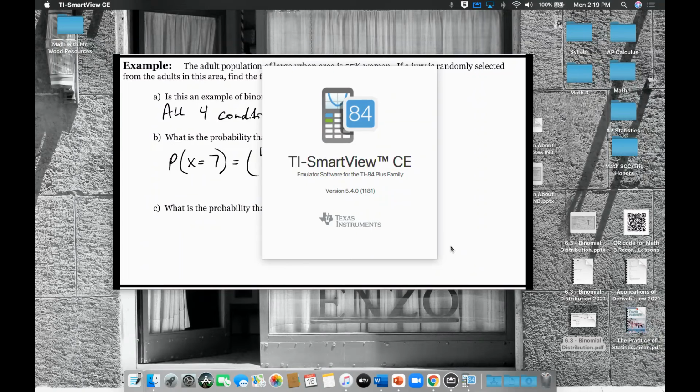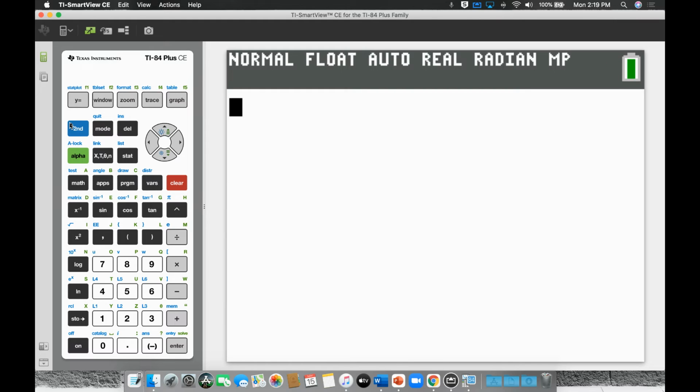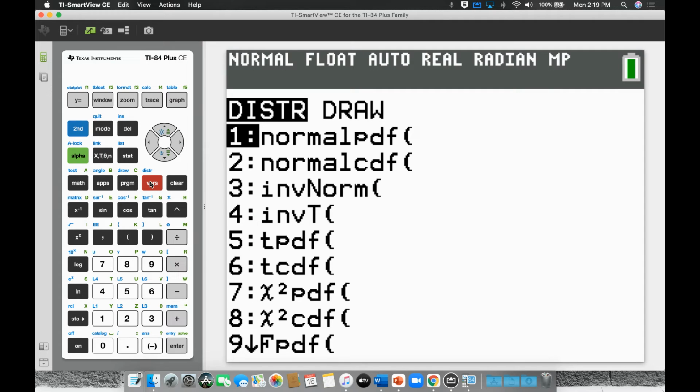Let's see on the other one. Yes, it's on blue. Second vars, right above vars, right below the down cursor. We're looking for binomial PDF. There's a binomial PDF and there's a binomial CDF. We want PDF for this one. We'll use CDF later, but for right now, I want PDF.